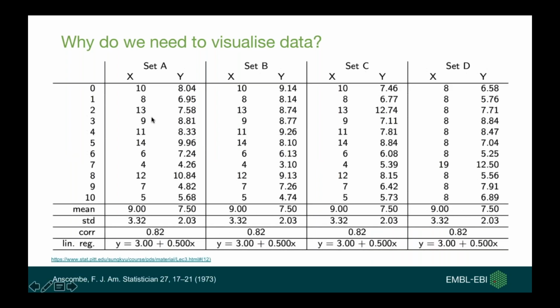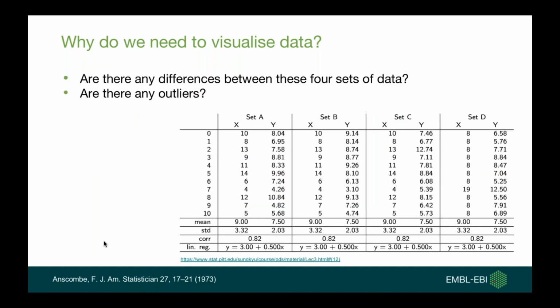So these are 4 data sets that have identical means, standard deviations, correlation, and regression coefficients. So in terms of the summary statistics, they're really the same. But your job is to communicate whether there are any differences between these 4 sets of data and whether there are any outliers. So you would just present a table and start talking through the table and ask your audience to follow you when you point out particular aspects of the data set. But this really requires a lot of work from their part. You have to give a long speech.